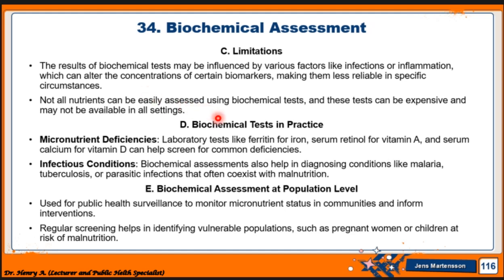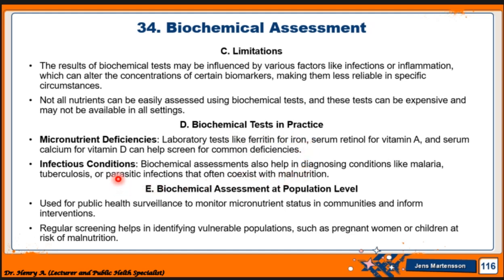Now let's see the biochemical test in practice. You have the micronutrient deficiencies. Laboratory tests like ferritin for iron, serum retinol for vitamin A, serum calcium for vitamin D can help screen for common deficiencies. Serum calcium for vitamin D, you have it in the bone profile that is done in the laboratory. You have tests like ferritin for iron, which is done in the area of hematological indices, just like your full blood counts and so on.